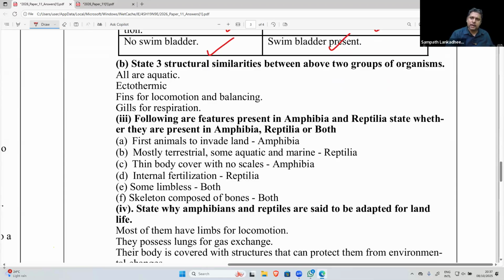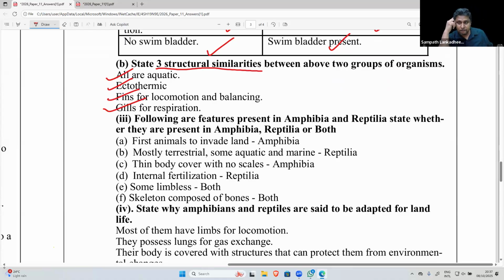Right. State three structural similarities between two groups of organisms: Osteichthyes and Chondrichthyes. Aquatic, ectothermic, fins for locomotion, gills for respiration.